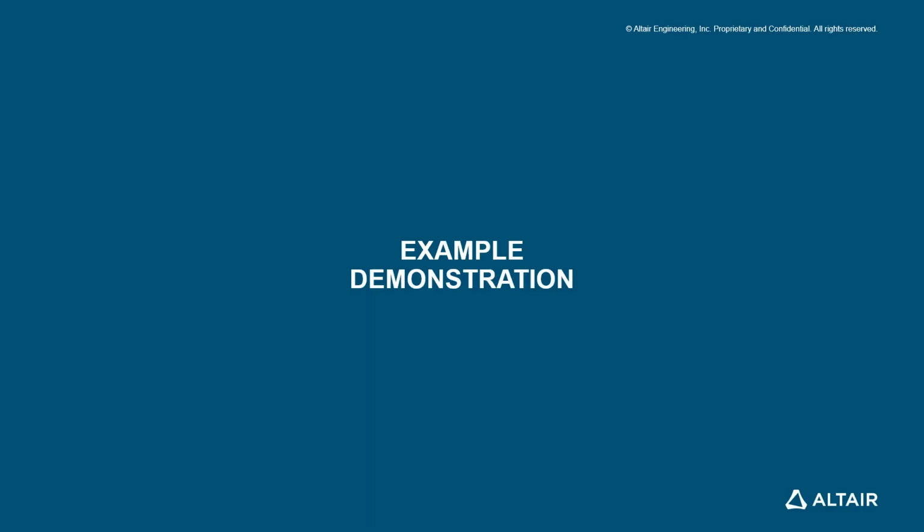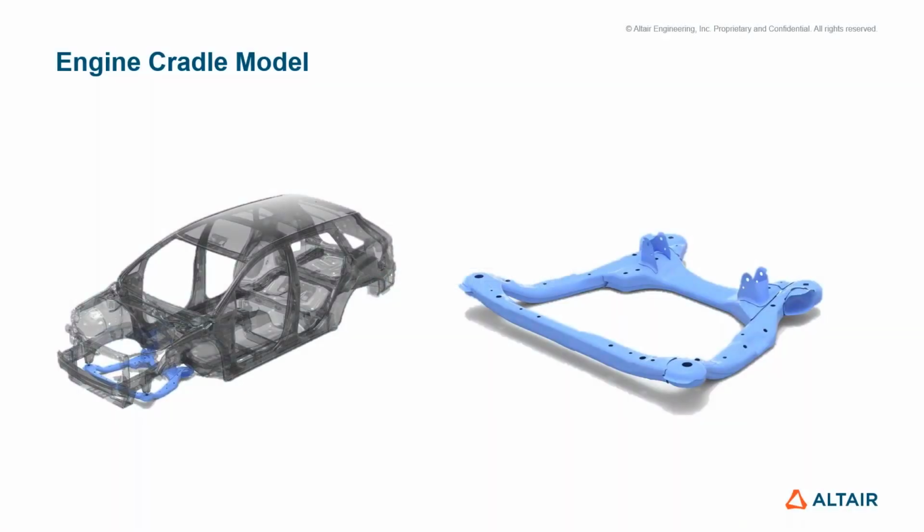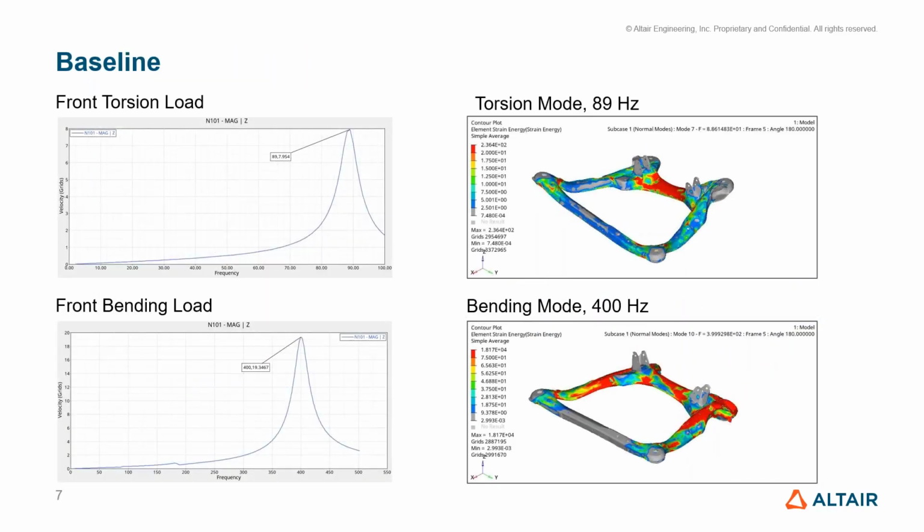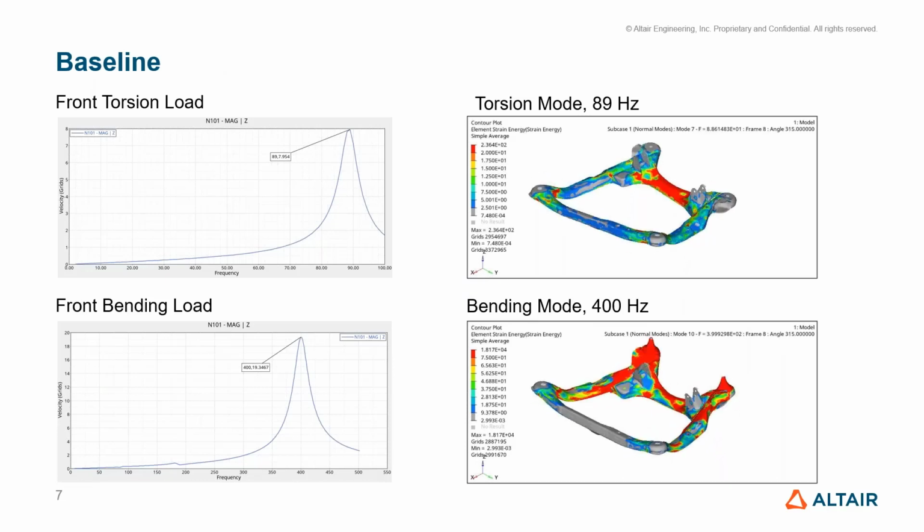But before doing that, I would like to show you the problem that I'm attempting in this case. This is an engine cradle model, which is at the front. This is the model that I have taken to do the DOE. When I run this base analysis, I have done three different setups. Number one, normal mode analysis.